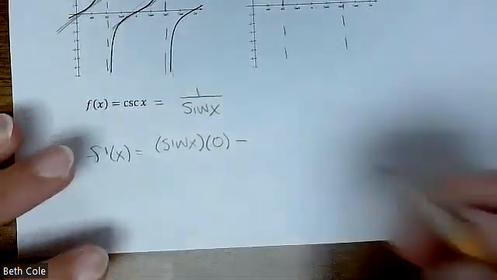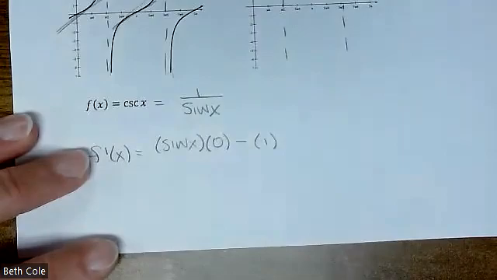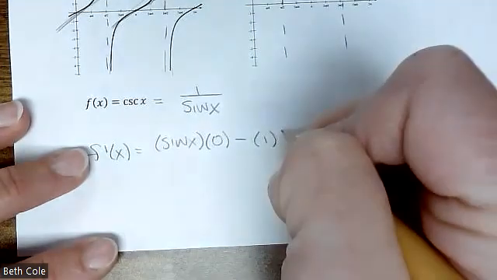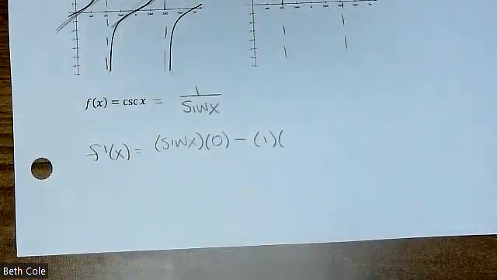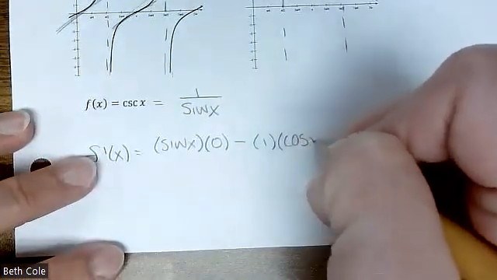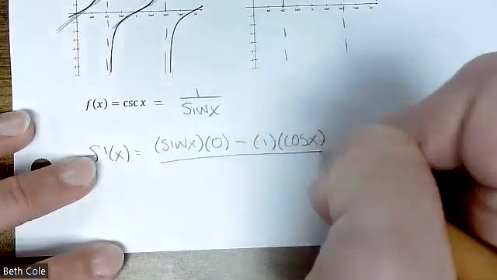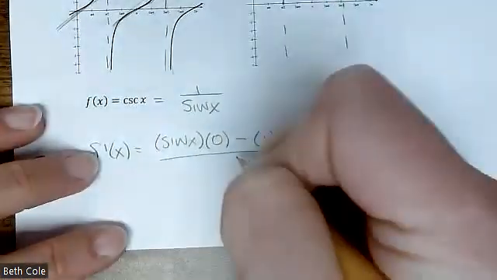Yeah, subtract minus the numerator should just be 1. And then derivative of the denominator. What did we just say derivative of sine is? Cosine. Good. Oh my gosh, you guys listen to me. That's fantastic. And then it's over sine squared.